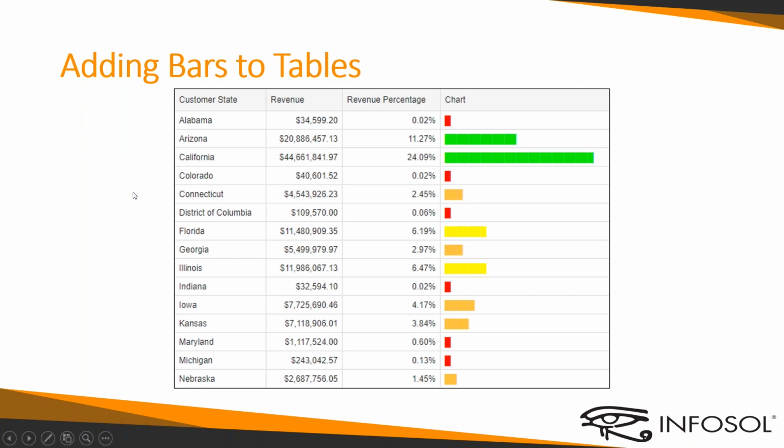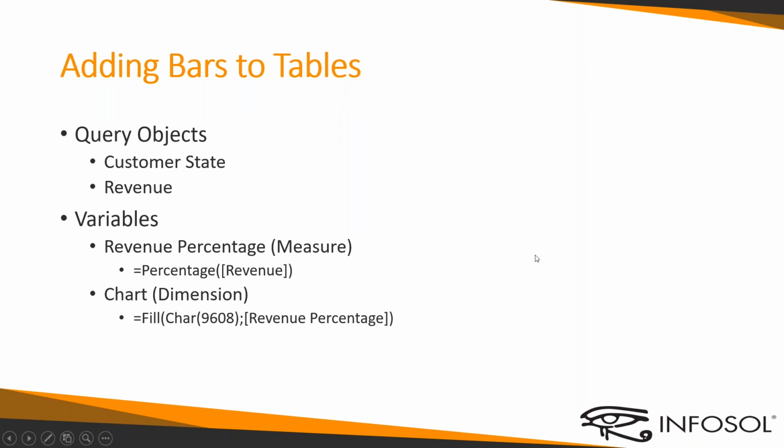Before I jump into Webi and start building this report, I just wanted to run through quickly some of the different objects and variables that we're going to use in the report. That way later, when you come back to look at the presentation, you'll have access to all of this information as well. So this example has only 2 query objects. This is a very, very simple report that I'm starting with.